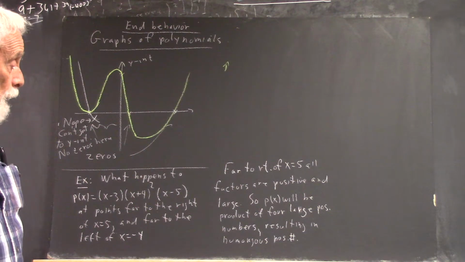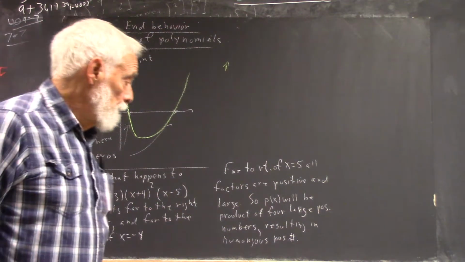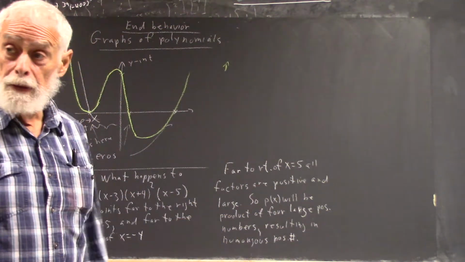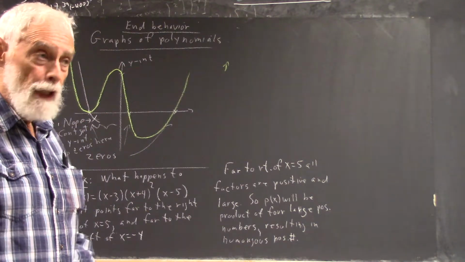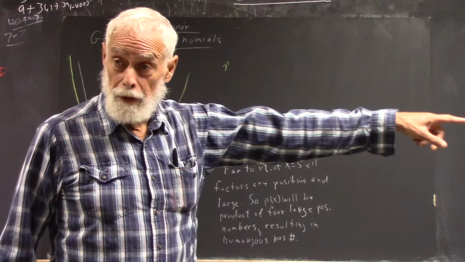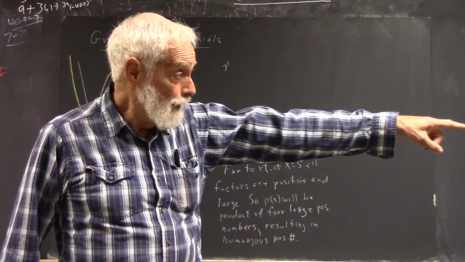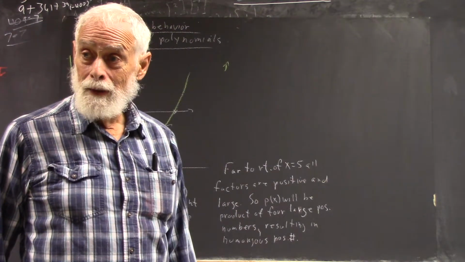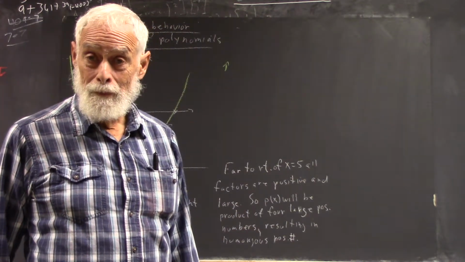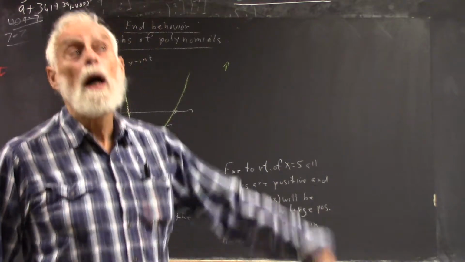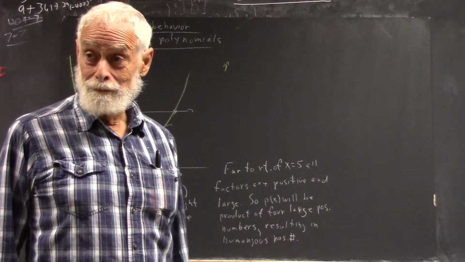So what does it look like? Where on a graph would the corresponding point be? X is going to be a large positive number, right? It's going to be out there somewhere. Okay? Y is going to be a humongous positive number.